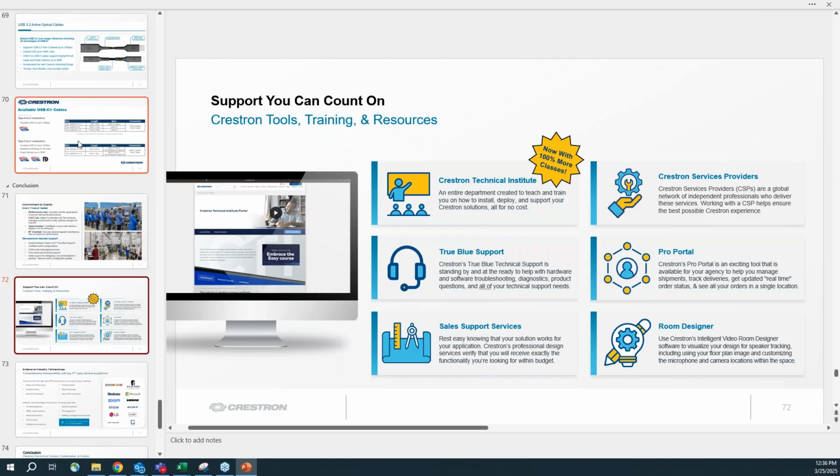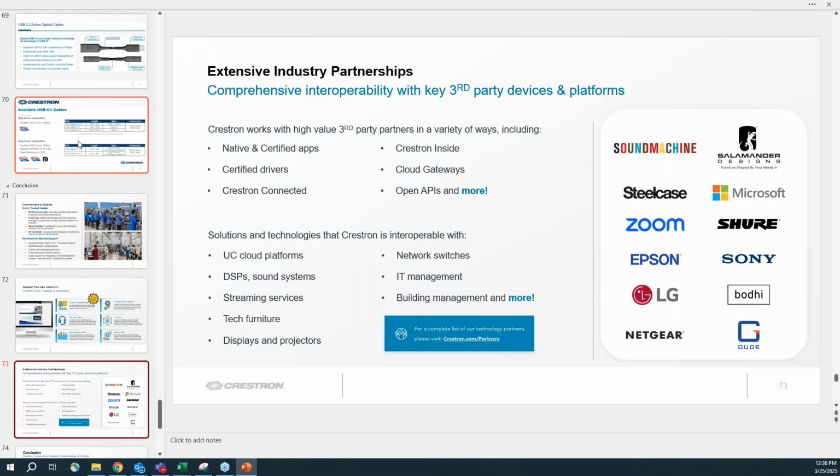Just a slide talking about Crestron support. Again, I mentioned that we've got 6 global world headquarters and the sun never sets on Crestron TrueBlue. So whether you're an end user or a system source, you've got access to Crestron help and resources.